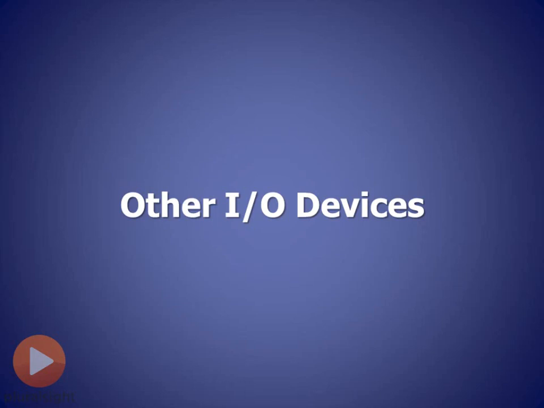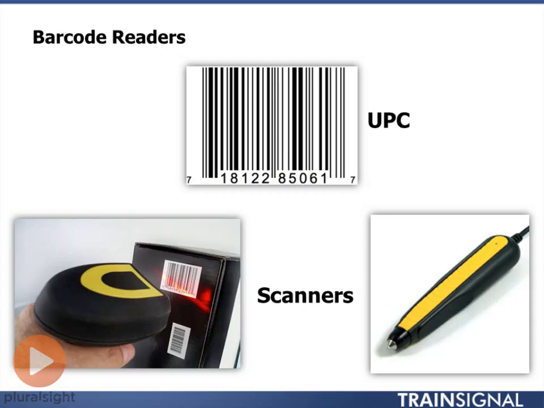Now let's talk about a couple other random devices here that you should be familiar with. First of all, we have our barcode readers, right? You know what a barcode looks like, right? You can see it in the different forms of scanners. As a matter of fact, these days, barcode readers are everywhere.